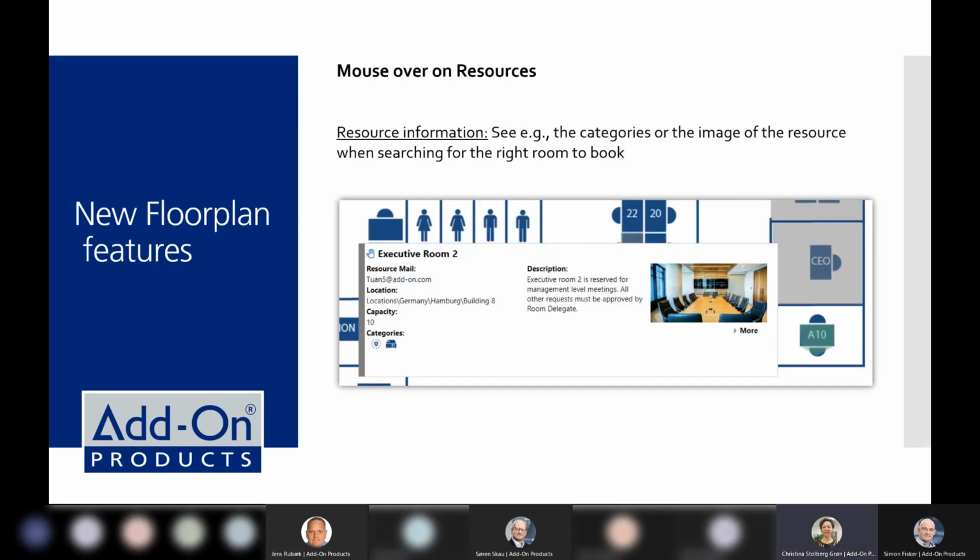And next slide, yes. And when you just mouse over in the floor plan on a meeting room or resource, it's now possible to see all the information on that resource. You can see the categories, if there is an image connected on the resource, if it's configured, then you are able to see it. You can see the capacity and you can see the categories if you have any on the resource. So it could be a big help if you want to search for a certain room and you're not quite sure which one it is. Then you can see it in here actually, just by mouse over.